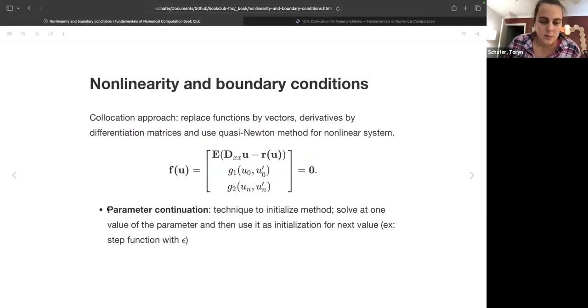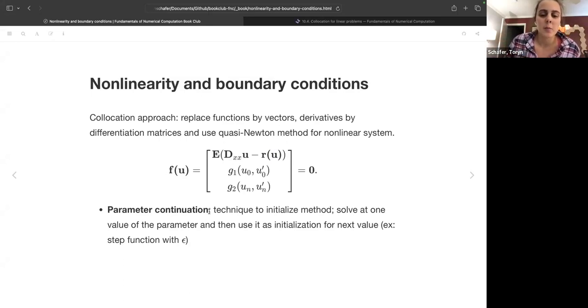Okay, and then one special case. So remember that exercise with the epsilon? Okay, so we have to initialize our quasi-Newton method. We have to initialize the values of u. We're trying to find u at the nodes, remember. So we initialize u everywhere, and then we do our quasi-Newton method until it stops.